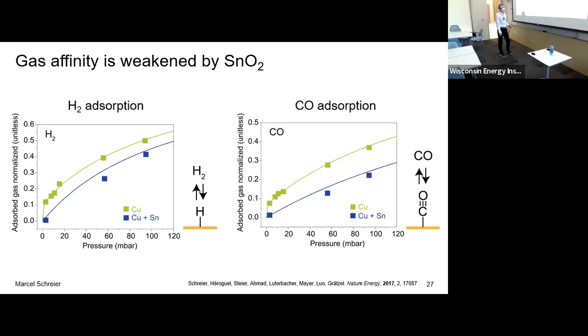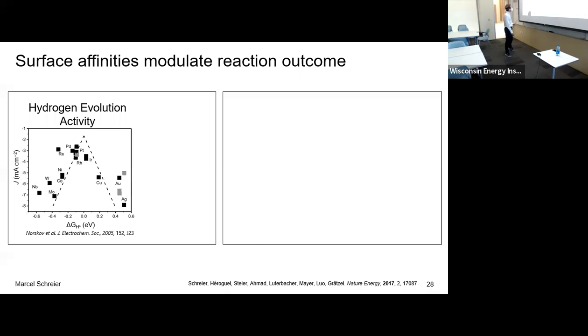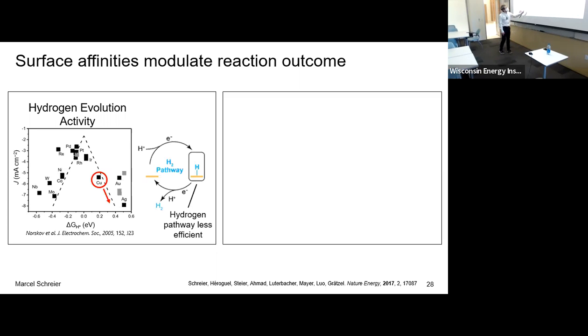So what is the impact of this on the catalytic reaction? Well, we can look at this by considering the reported hydrogen evolution activity as a function of the binding strength of hydrogen. When we start with copper and move towards lower binding strengths of hydrogen, we can see that we expect the activity for hydrogen evolution to decrease. And this is indeed what we are observing. This is due to the fact that we are now decreasing the efficiency of the hydrogen evolution pathway.